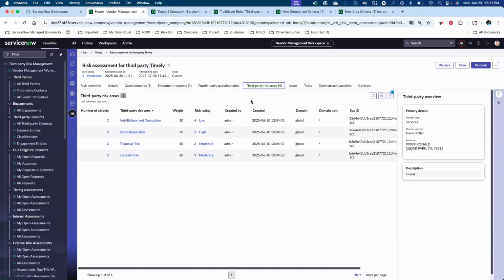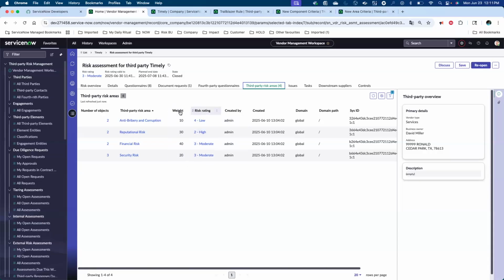Now the formula for deriving the assessment's risk rating that we see over here, 3 moderate, is basically taking the weighted average of these risk ratings, right? So you can see the weight over here, you can see the rating over here. So basically 10 multiplied by 4, 30 multiplied by 2, 40 multiplied by 3, and 20 multiplied by 3. Whatever that comes to is divided by the sum of weights, which in this case is 100. It can always be more or less. It doesn't matter. In this case, it is 100, right?